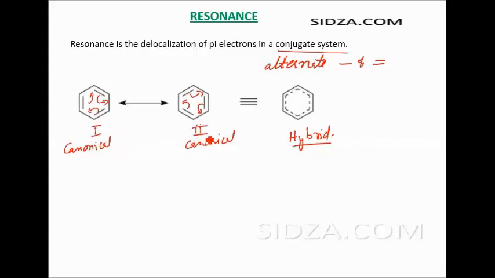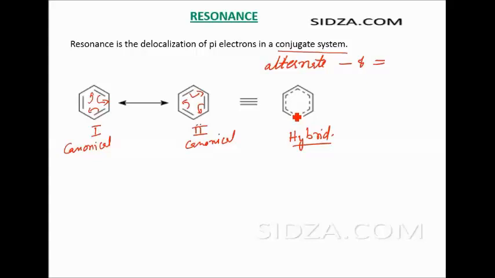These structures we call canonical structures, and these are the contributing structures of the hybrid structure. We put a double arrow between the canonical structures, but three parallel lines to represent the hybrid structure, right? So this is about resonance. Resonance is delocalization of pi electrons, and for resonance we should have a conjugated system.